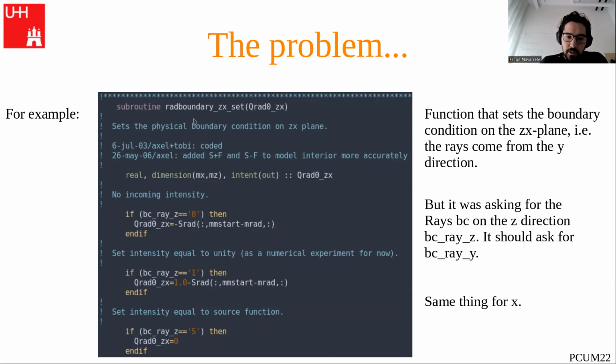And this can also be seen in this subroutine. So this is already in the old code. This function, this subroutine here, sets the physical boundary condition on the set X plane. So it needs to ask for the state of the rays in the Y direction, because those are the rays that are hitting these planes.